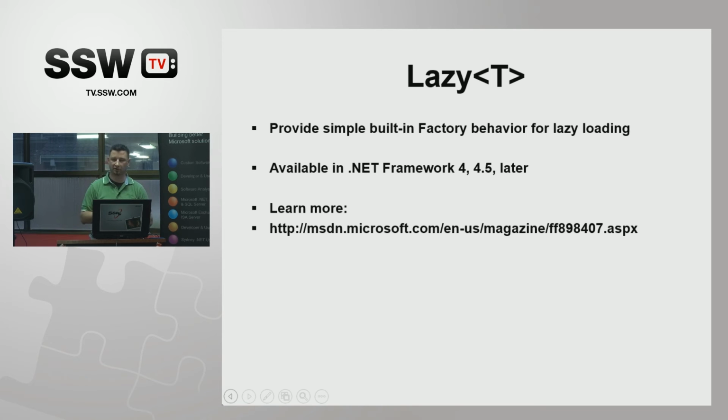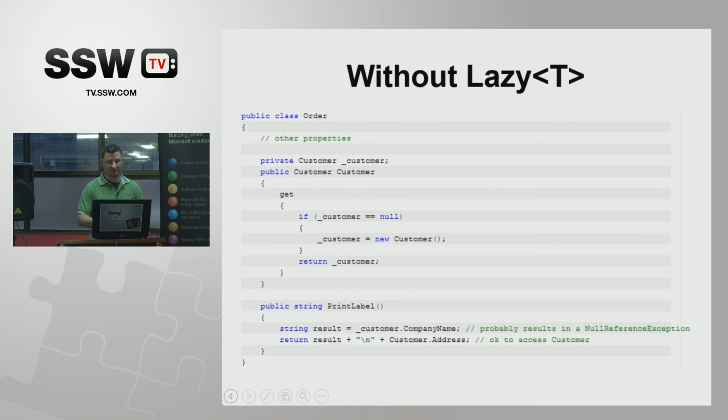There's a great article here. The slides will be available, I'm sure, afterward. I have an example of this that I'll show in just a second. But basically, if you don't have Lazy<T> and you have one object that depends on another, for instance, here's an example of an order, and the order has a customer. And whenever I create an order, I don't always need information on the customer, right? So it would be a waste for me to go and fetch the customer from the database with all of its information every time I newed up an order.